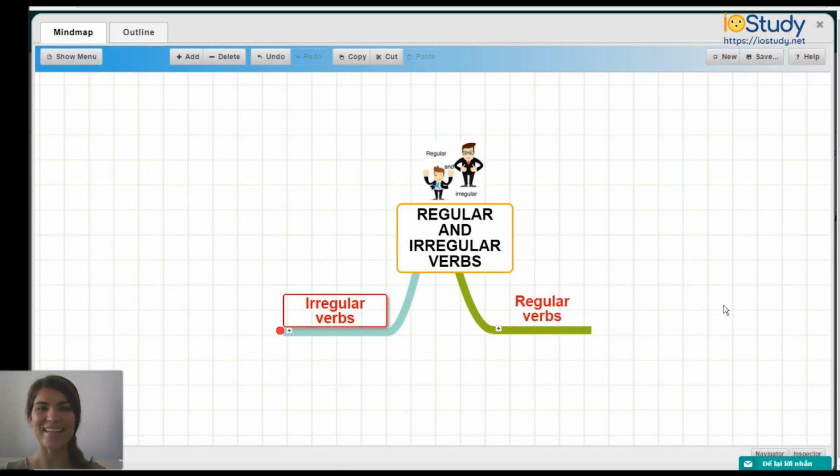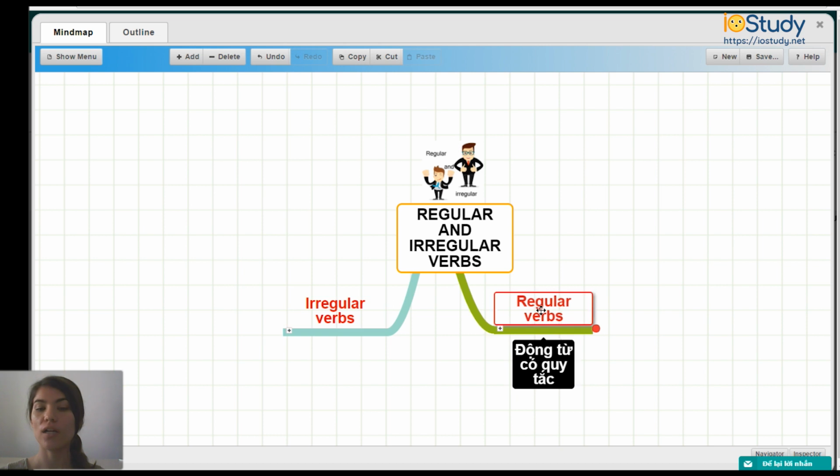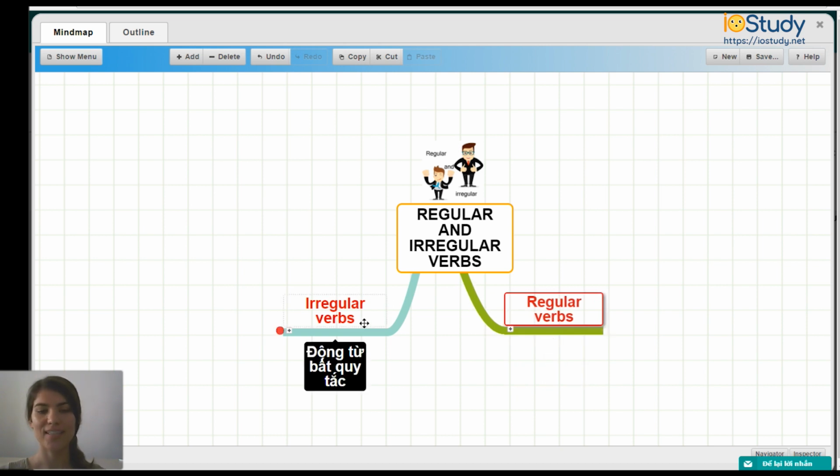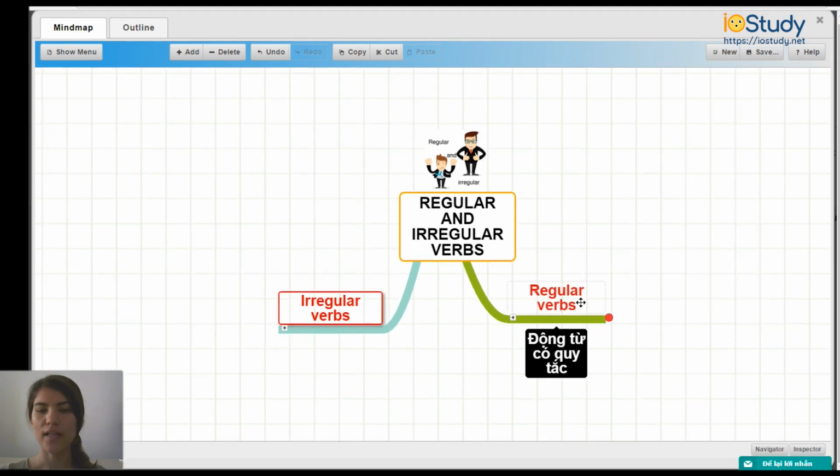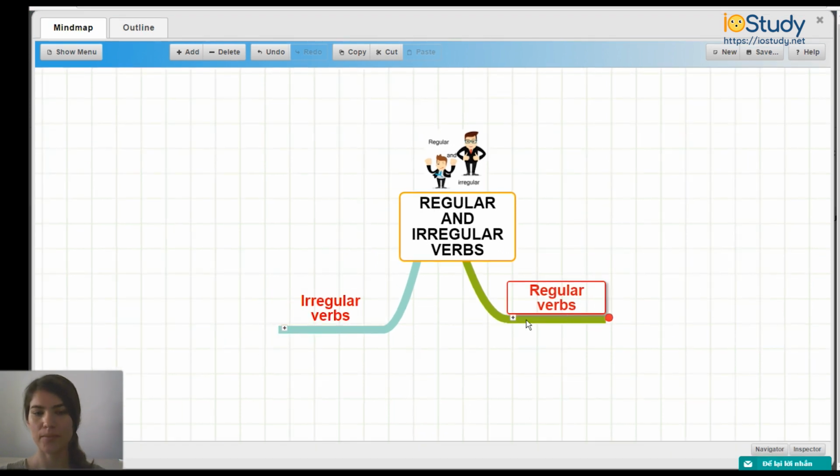Hello everyone, this is Danielle, and in this video we're going to learn about regular and irregular verbs. So here you can see our mind map, and we will talk about, of course, regular verbs and irregular verbs. So let's first talk about regular verbs.